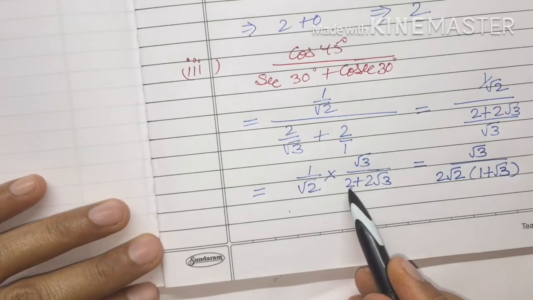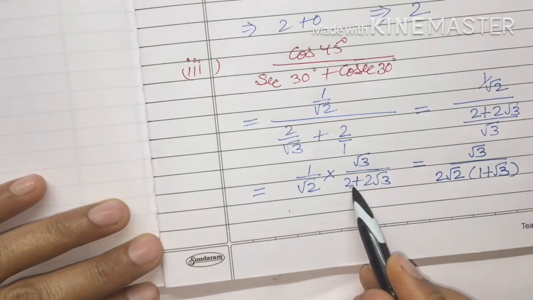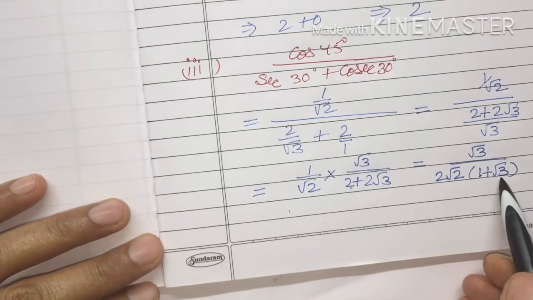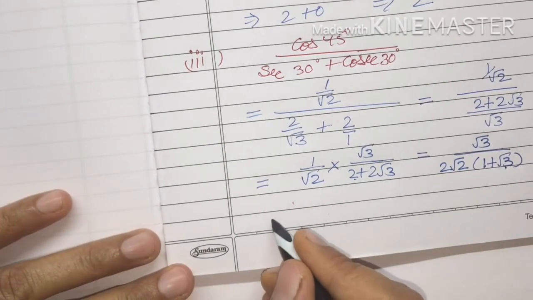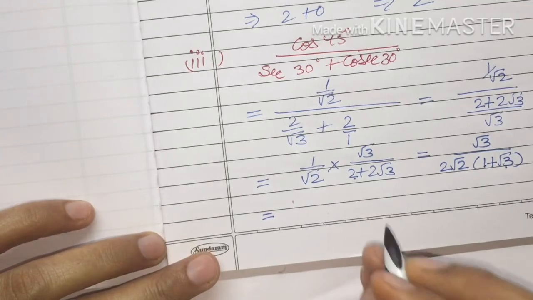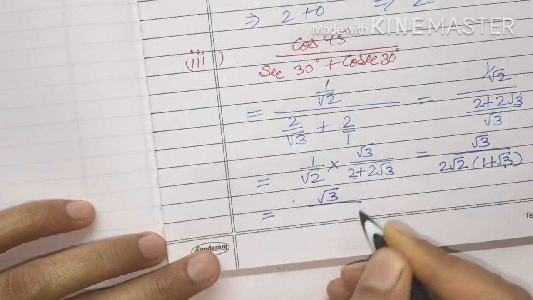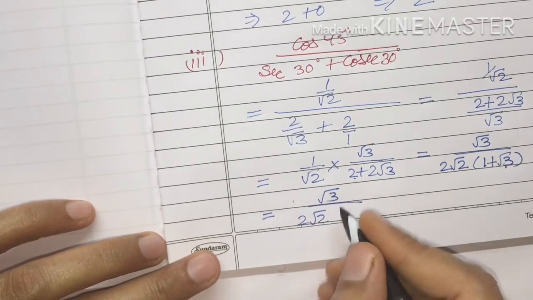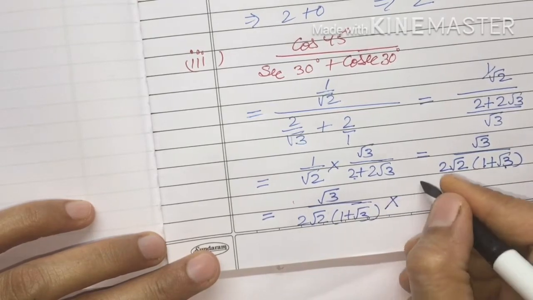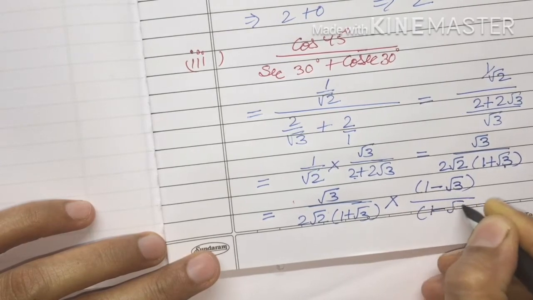Here 2 is common from these two numbers, so when we took it common, 1 is left and only root 3 is left here. After that we will rationalize it. When we rationalize any number, we change the sign, so it will be root 3 upon 2 root 2 times 1 plus root 3, and on rationalizing, 1 minus root 3 upon 1 minus root 3.